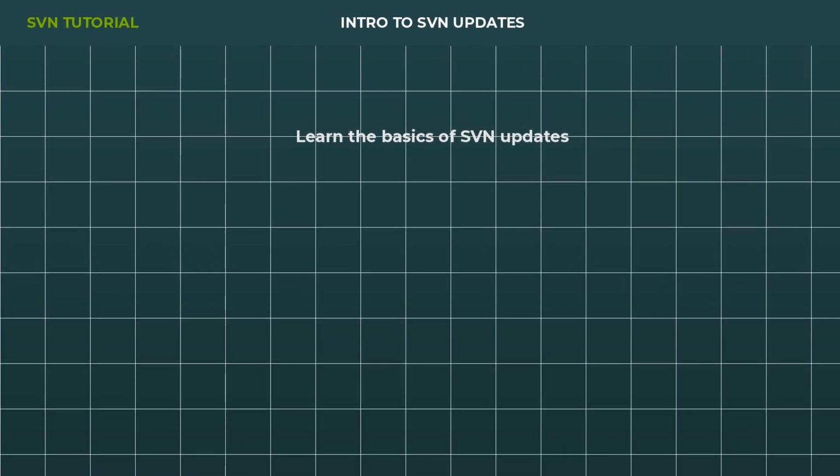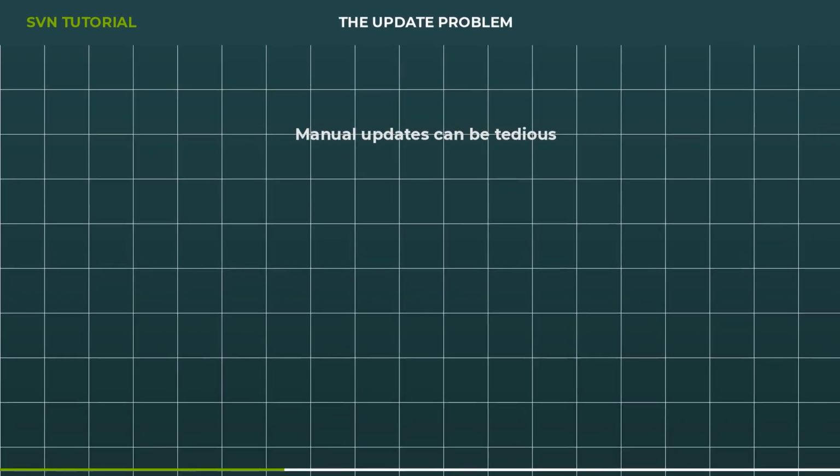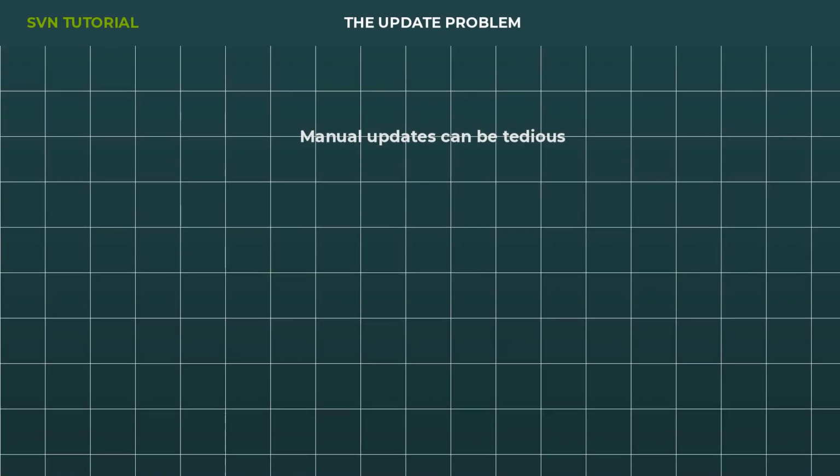In this video, we'll explore how to efficiently update your SVN working copy using a single command. SVN, or Subversion, is a popular version control system used by developers to manage changes in their codebase. One of the key features of SVN is the ability to update your working copy to reflect changes made in the repository. However, manually updating your SVN working copy can be a tedious and time-consuming process, especially when dealing with large codebases or multiple directories.